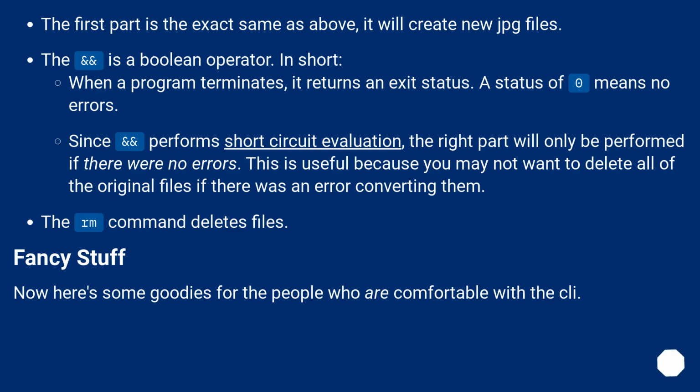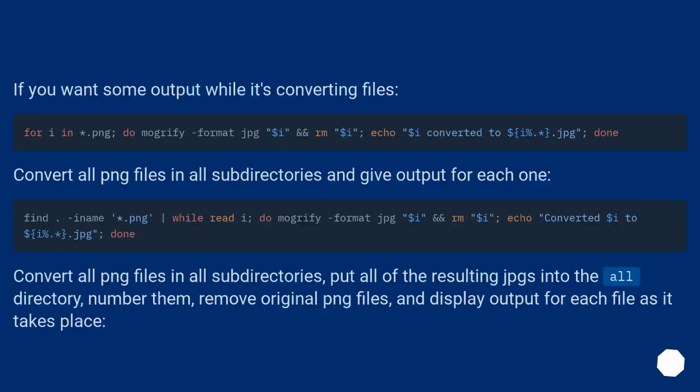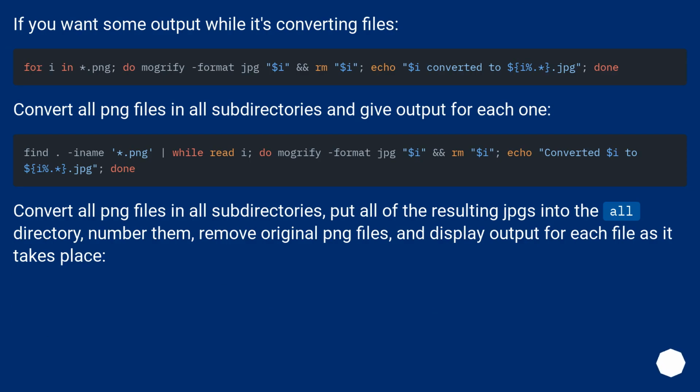Fancy stuff. Now here's some goodies for the people who are comfortable with the CLI. If you want some output while it's converting files, convert all PNG files in all subdirectories and give output for each one. Convert all PNG files in all subdirectories, put all of the resulting JPGs into the all directory, number them, remove original PNG files, and display output for each file as it takes place.